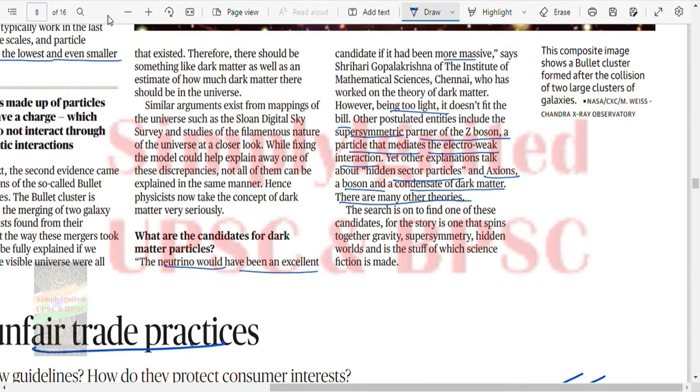The gist of the article is how we get to know about dark matter. So indirect evidences are there, not direct. Okay, and how is it? It is the calculated versus observed. Okay, the difference is taken up by dark matter.